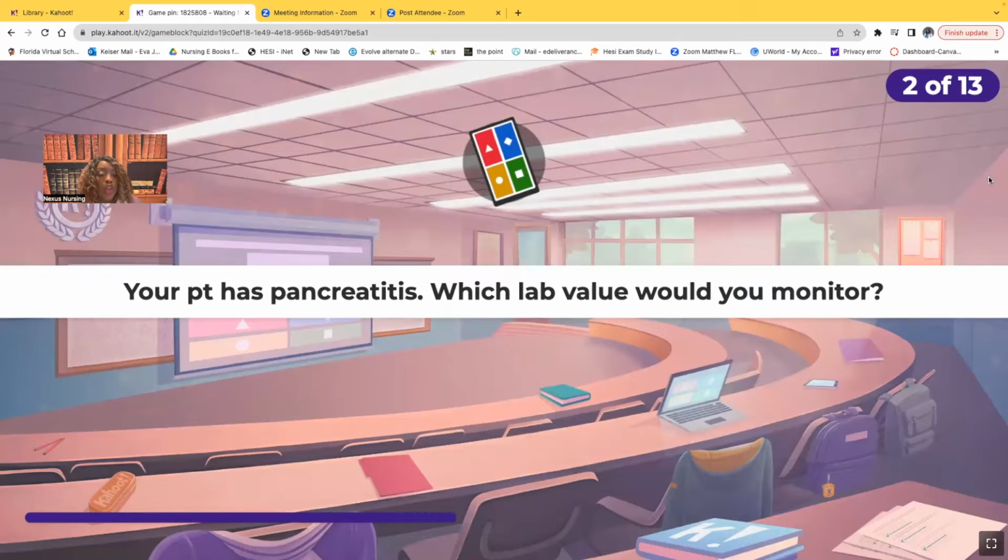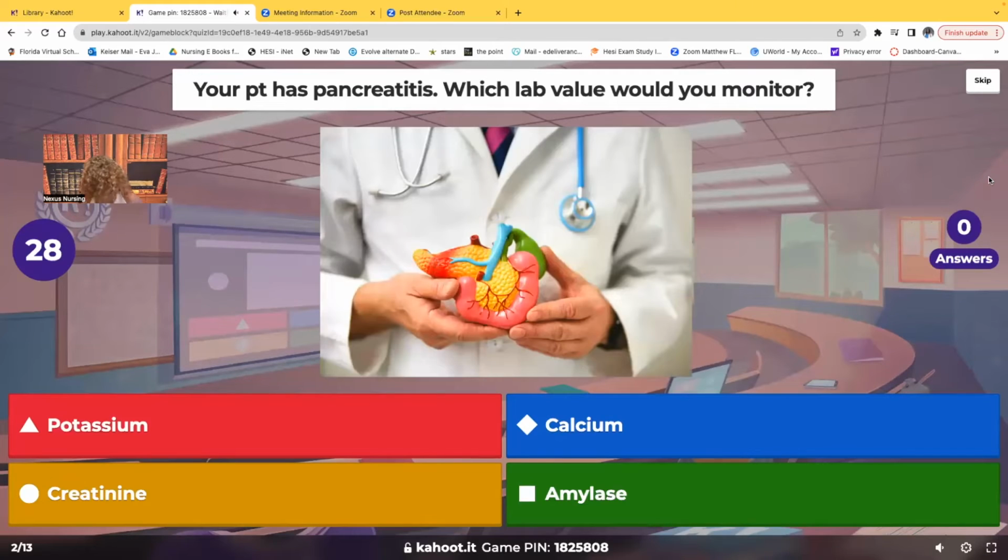Next question. Your patient has pancreatitis. Which lab value would you monitor? Here are your choices: potassium, calcium, creatinine, or amylase. Your patient has pancreatitis. Which lab value would you monitor? Potassium, calcium, creatinine, or amylase?